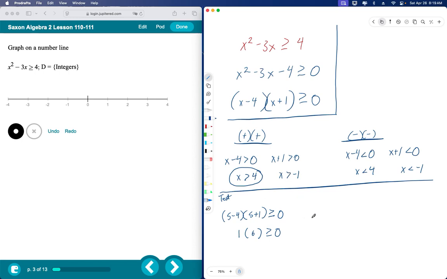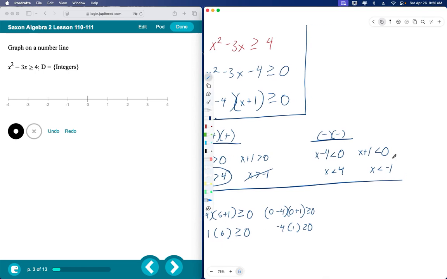So let's try this one. I'm going to say greater than negative 1 is 0. 0 minus 4, 0 plus 1. Is it greater than or equal to 0? Negative 4 times 1 is a negative number, so it is not true, right? So chances are this one is going to not be true, and this one is going to be true. We're just going to test it to make sure.